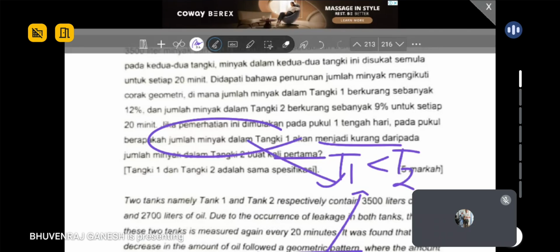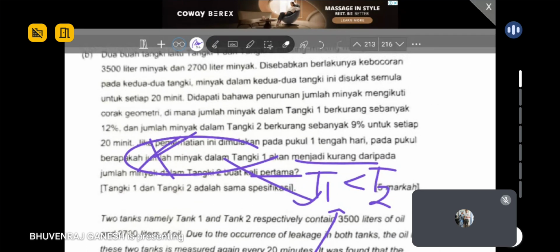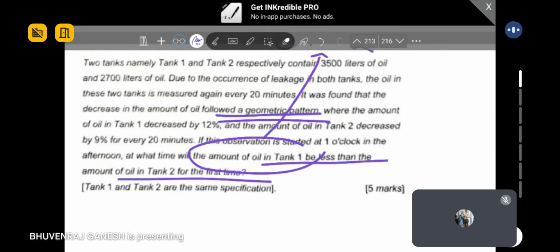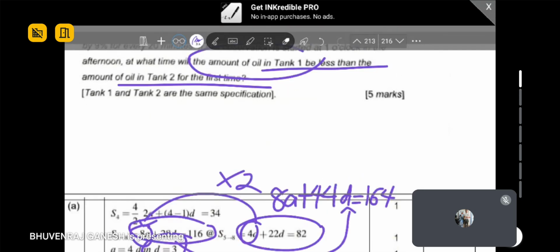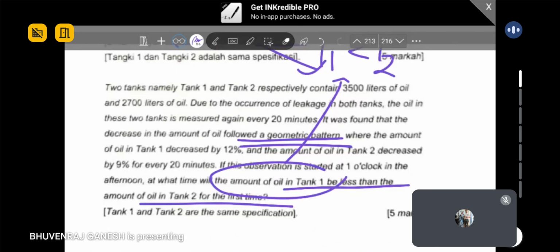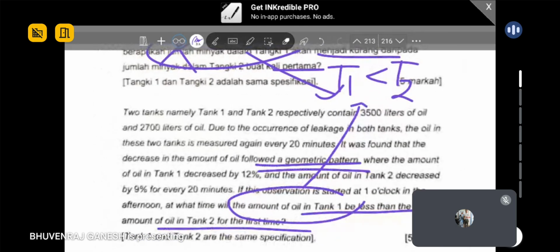Boleh faham tak, guys? Jangan tertipu dengan bahasa. Don't just see jumlah and write SN. Wrong. Okay, you must see the situation. Kena nampak situasi yang diberi. Boleh, guys? Do you guys understand? 1 or 2? Because you are comparing the level of oil at that point of time. Pada masa tu, pada saat tu. Bukan masa pada sebelum dia. Kita tak mau semua jumlah tu. Alright? So this is your equation. Okay, so now you can start.